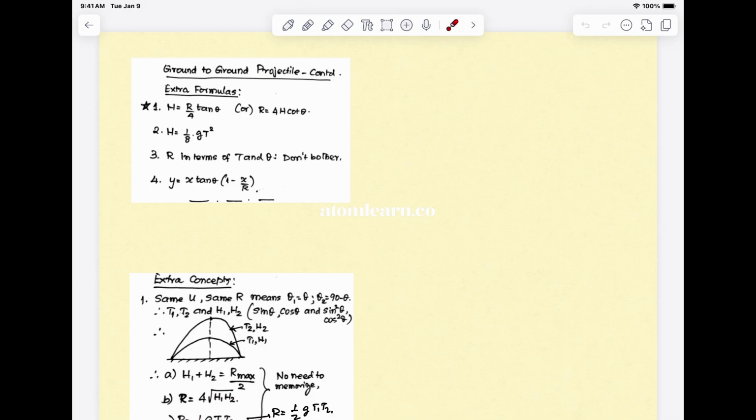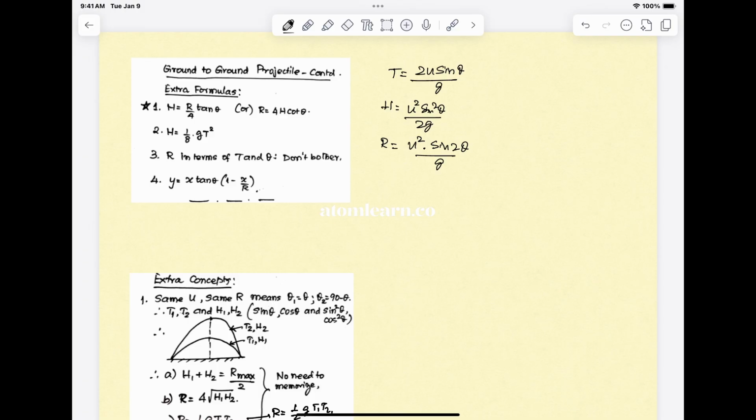Now this is h equal to r by 4 tan theta. How we got it is, if you can recall the standard formulas, I'll write them again. Time of flight t equals 2u sin theta by g. Then the maximum height attained by this ground to ground projectile is u squared sin squared theta by 2g. And then the horizontal range formula is u squared sin 2 theta by g.